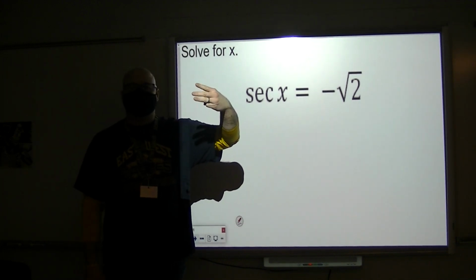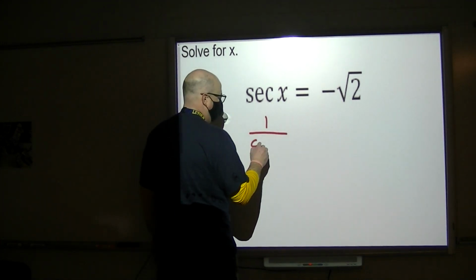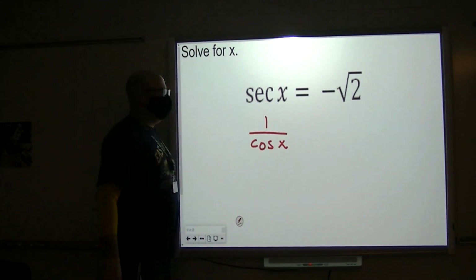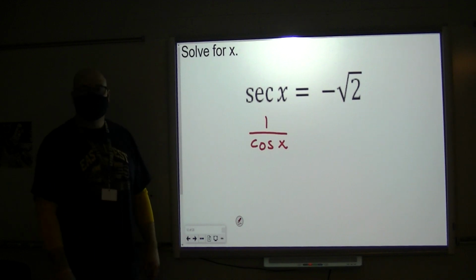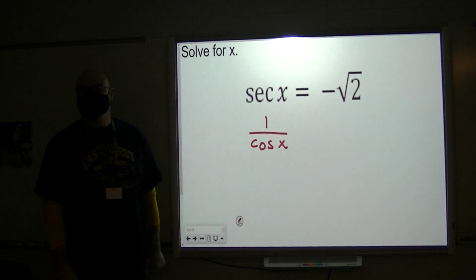What can I replace secant with? You should know this at this point in the unit. Secant is 1 over cosine. So I'm taking this out and putting this in its place.